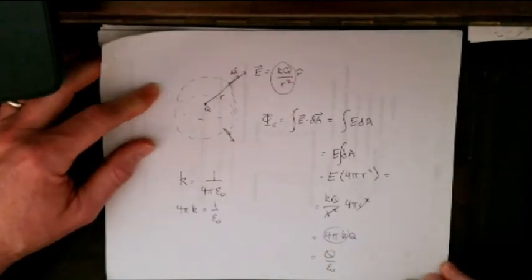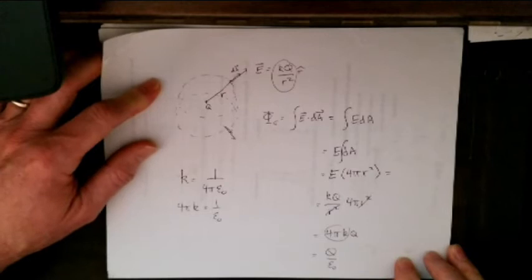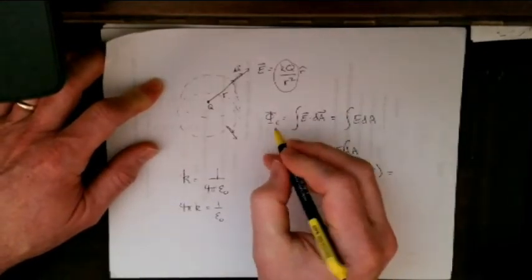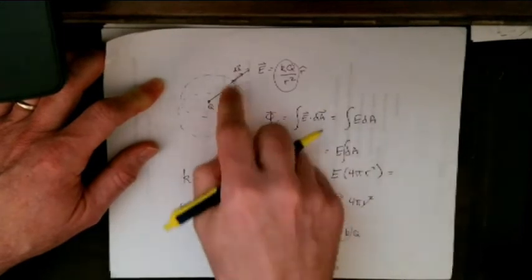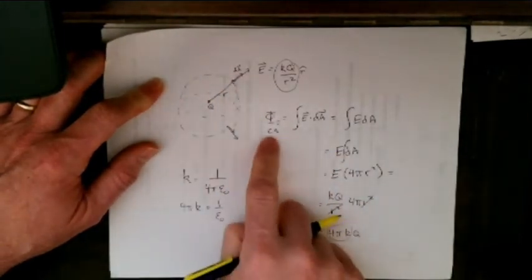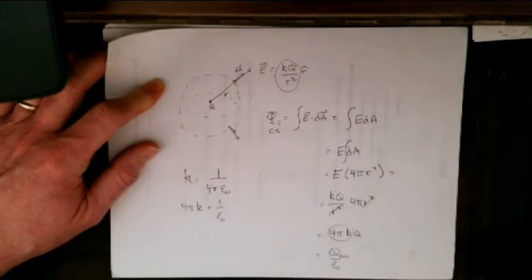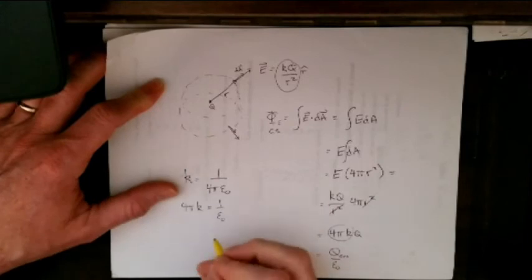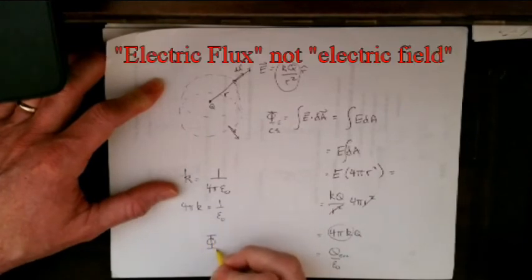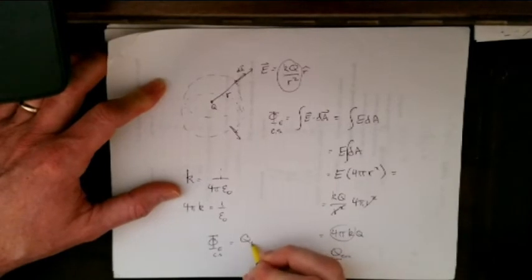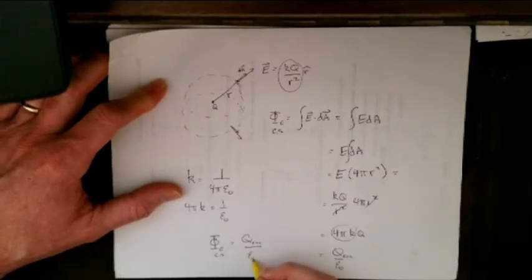Now, this is not the formal derivation of Gauss's law of electricity, but it does show, at least in this case, that my electric flux through a closed surface, this is a complete sphere here, is equal to the charge that's enclosed divided by epsilon sub naught. And that is Gauss's law. So the electric flux through a closed surface is equal to Q enclosed over epsilon sub naught.